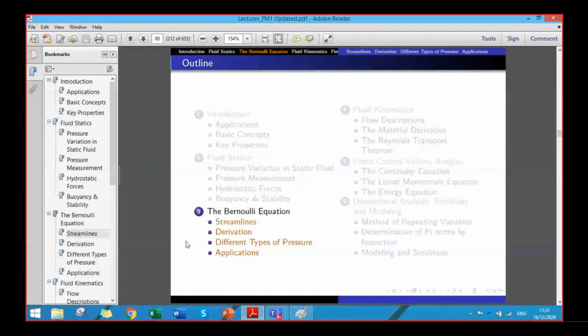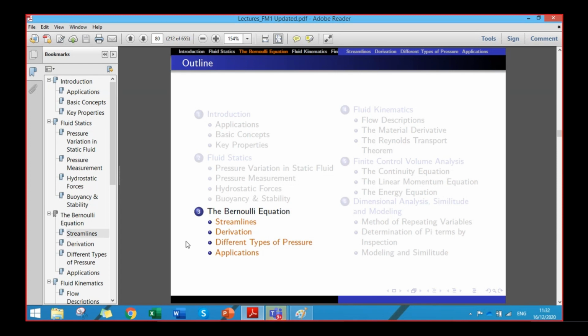The next chapter is basically elementary fluid dynamics. The title of the chapter is Elementary Fluid Dynamics, and it is chapter number 3 of your book. The main aim of this chapter is to develop the Bernoulli equation. So we'll be discussing different assumptions and restrictions on the development of the Bernoulli equation.